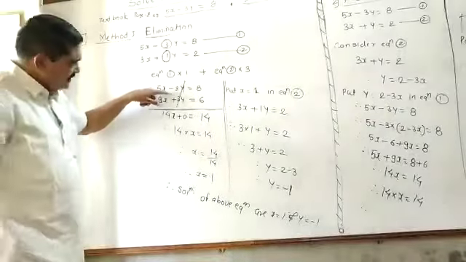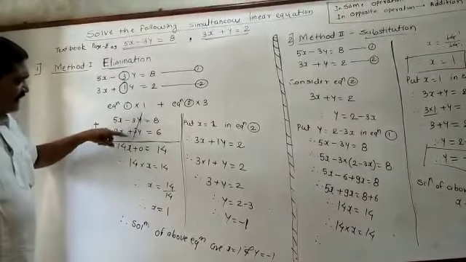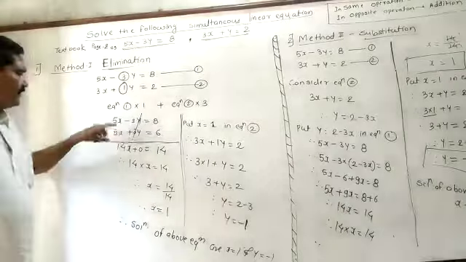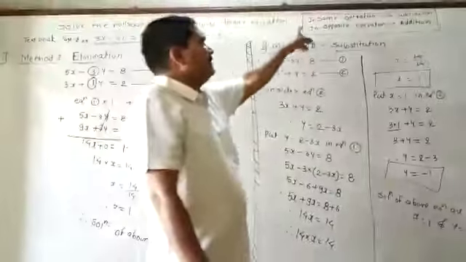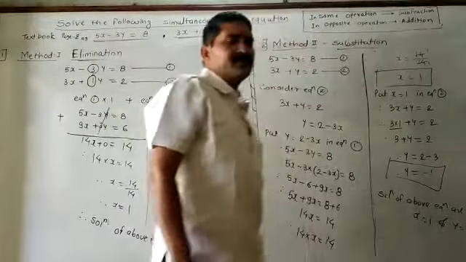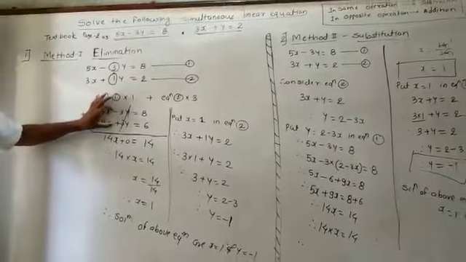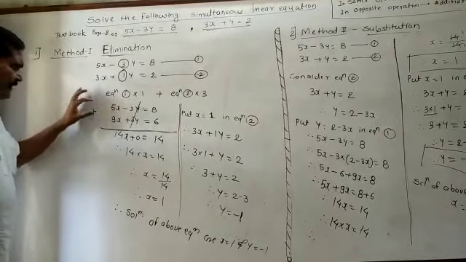After equating the coefficients of the term, you have to see which sign this term has. In the opposite signs you have to do the addition operation. In the same signs you have to do the subtraction. Here, after equating the coefficient, this term has the opposite sign, so you have to do the addition. Then you have to add the equations.